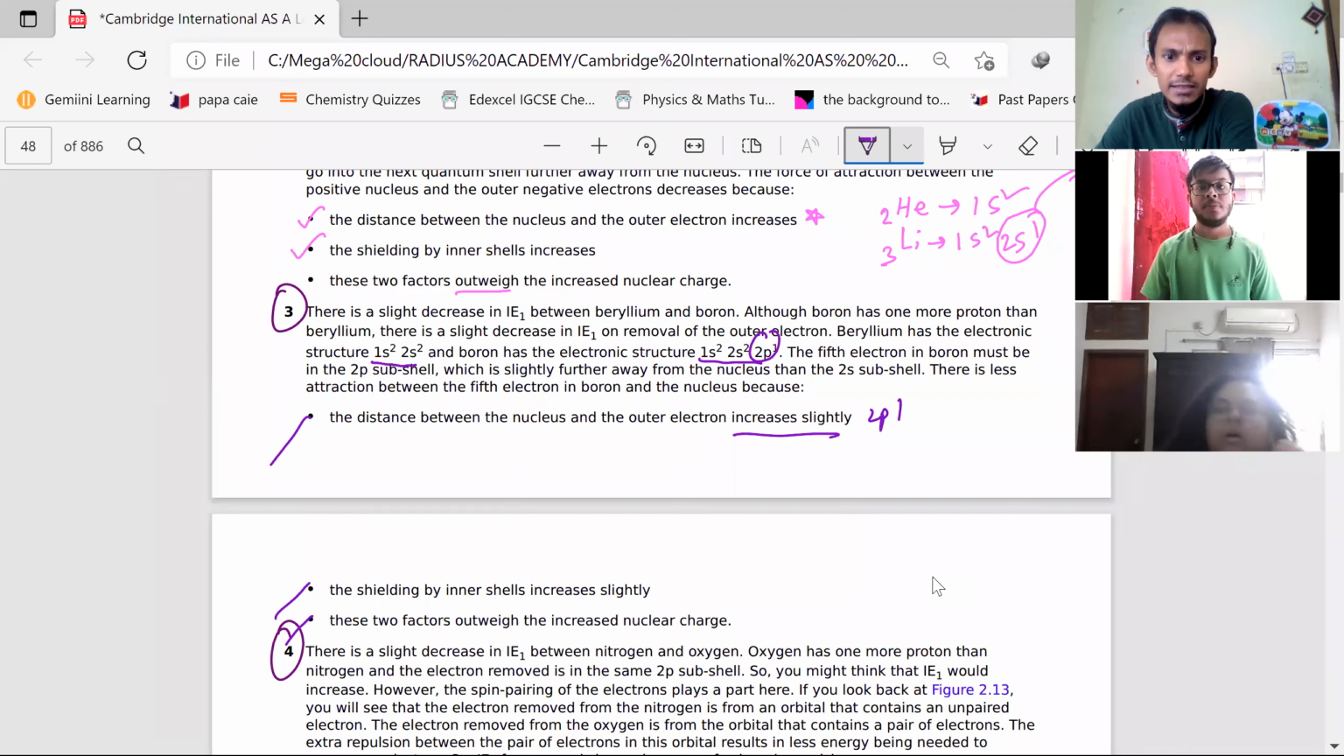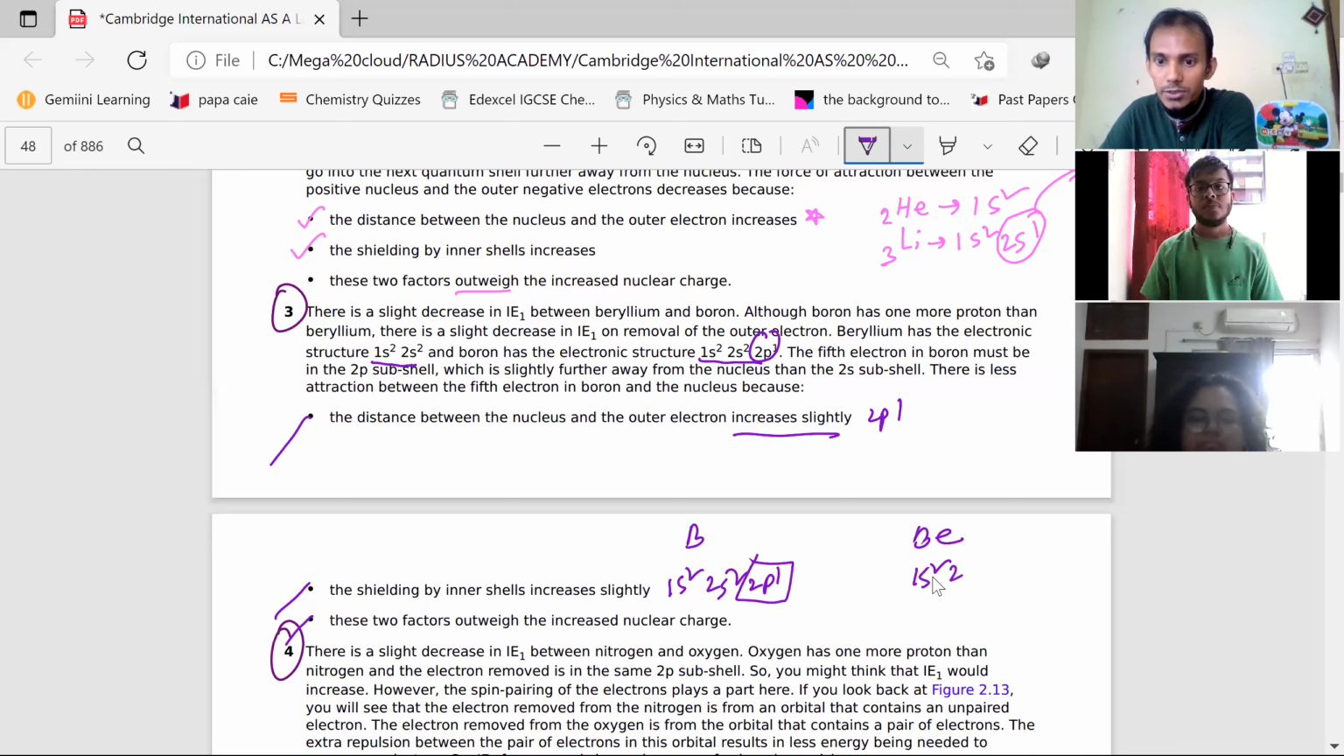The shielding by inner shells increases slightly because, as I said, the 2p1 electron in boron will get shielding from 1s2 and 2s2, whereas the 2s2 electron in beryllium will get shielding from only 1s2. So these two factors will outweigh the increased nuclear charge. Hopefully clear.